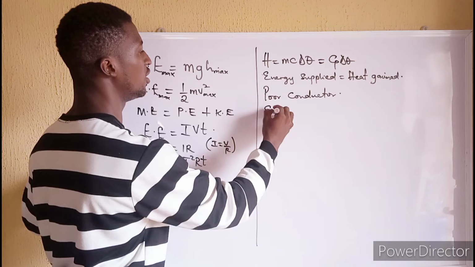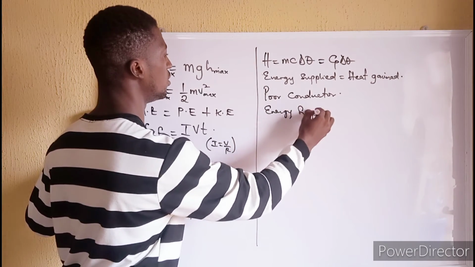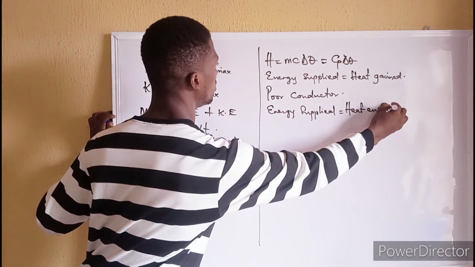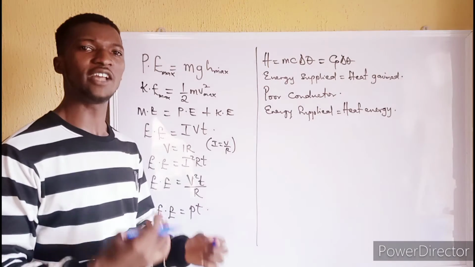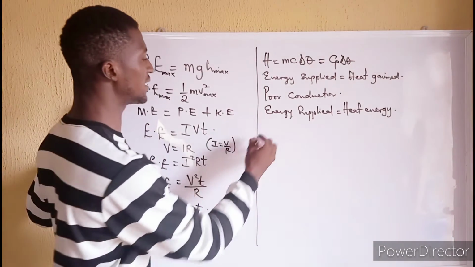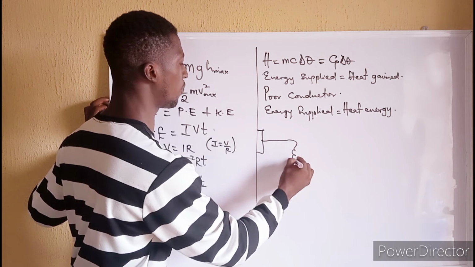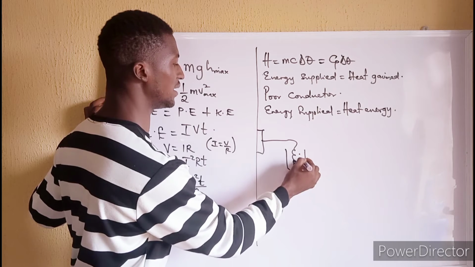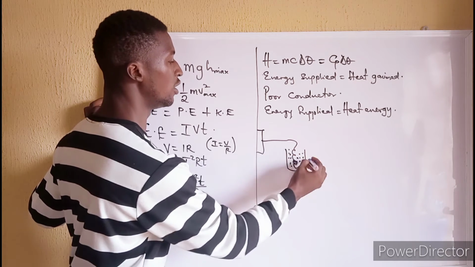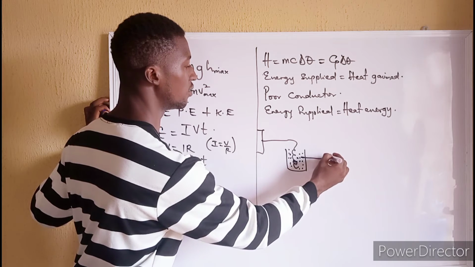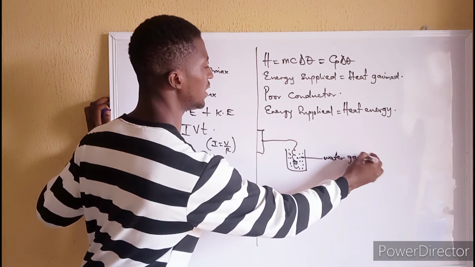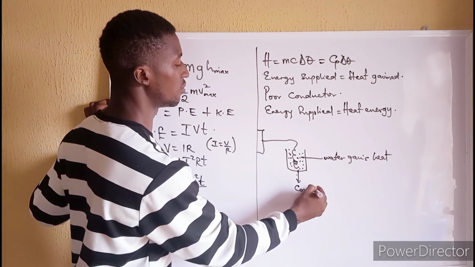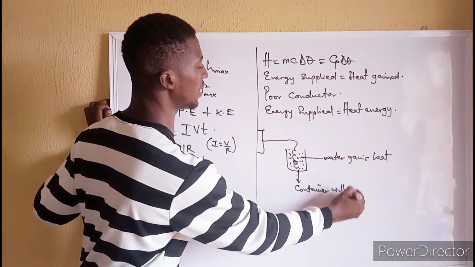In this case, we can say that your energy supplied is equal to your heat energy gained by the water. But in a case whereby you are dealing with a good conductor, for instance, when electrical energy is supplied to a system where you have a calorimeter and water inside it, the water will gain heat, and the container will also gain heat.